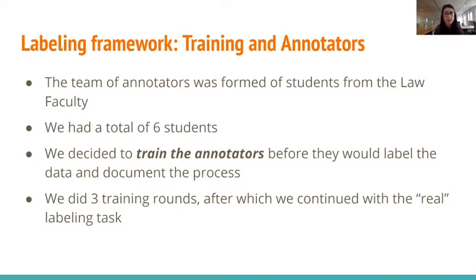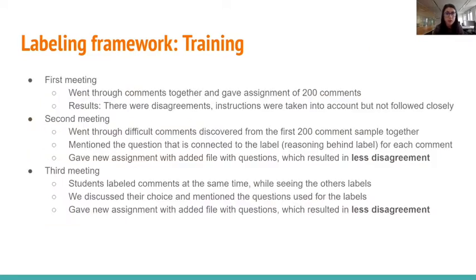For them to understand how to label the data. However, we thought that doing some training with them first would make them more familiar with the data and the instructions they have to use, and also we could adapt our instructions to be better understood by the students if necessary, or just solve misunderstandings. We ended up doing 3 training rounds, after which we continued with the real labeling task.